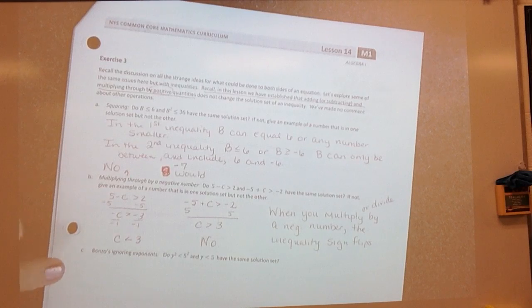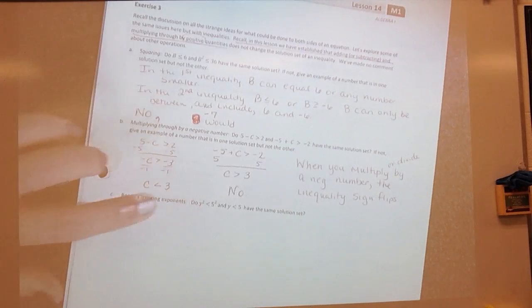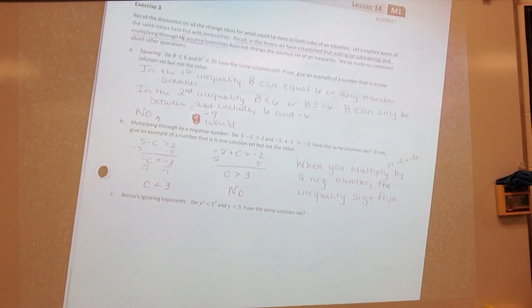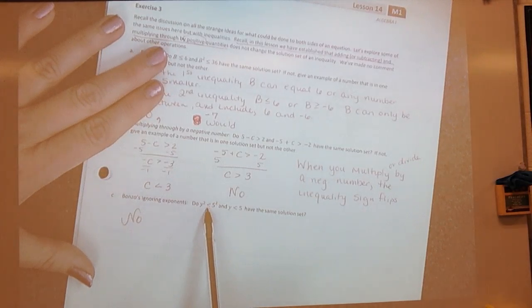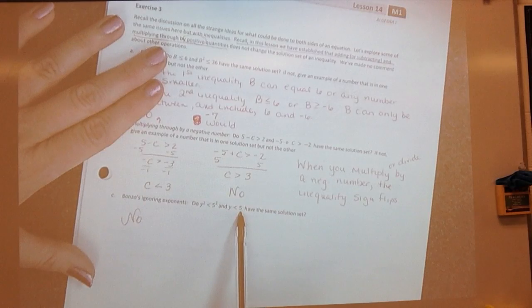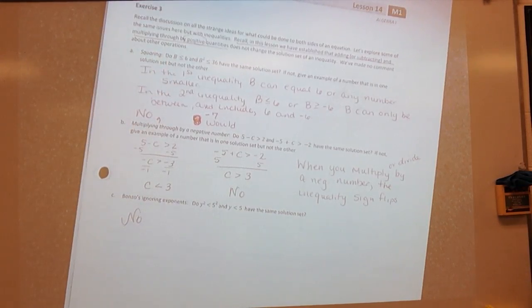Bonzo's ignoring exponents. Do y squared is less than 5 squared and y is less than 5 have the same solution set? We've already talked about this. No, they do not. Okay? Because here, I can have 5 or negative 5. Here, it's just 5. So they do not.